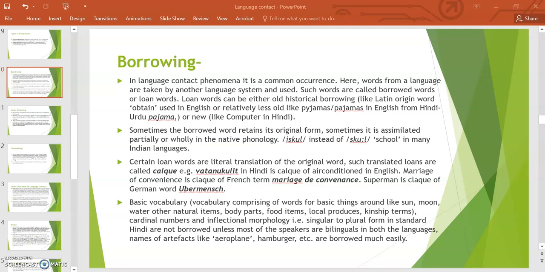Names of artifacts like aeroplane, hamburger, etc. are borrowed much more easily. And about borrowing, one thing that you need to remember is that a lot of people who use the borrowed words do not know that these are borrowed words or loan words. For example, even people who are not educated, for example, the house help that you have at your place, she or he might be using words like glass, biscuit, cake, plate, etc. without knowing from where these words have come. Or for example, the word dil. Do you know that the word dil comes from Persian?